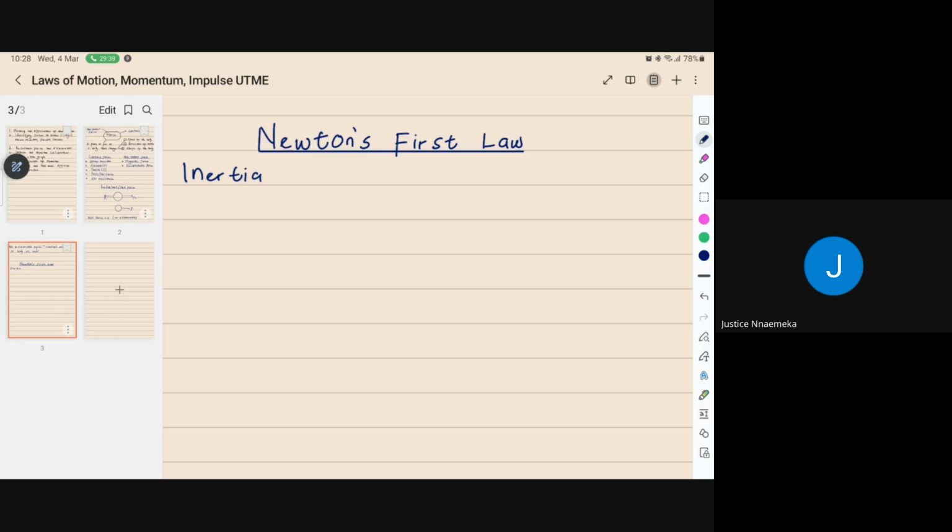So now, inertia simply means it remains at rest and it continues moving with a constant velocity. Now, when I say constant velocity, something should come to your head.